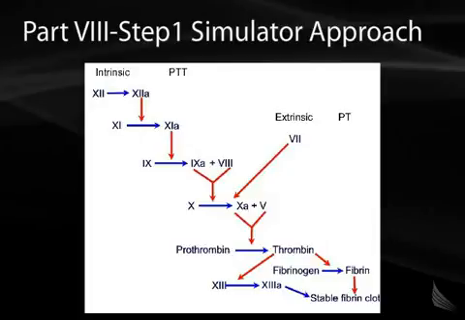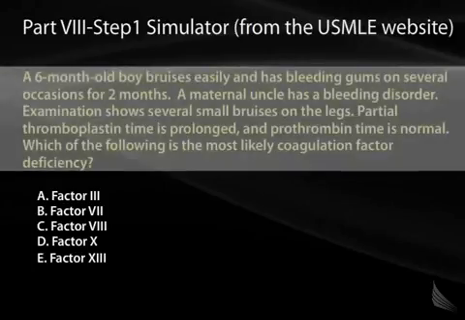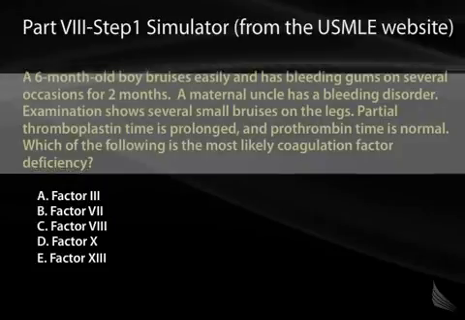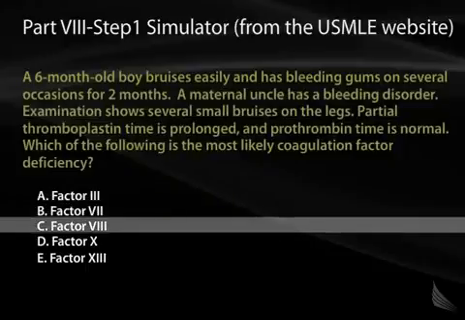So back to the question. With the partial thromboplastin time, the PTT being prolonged, and the PT being normal, then you would think factor 8, right? And you would call this hemophilia A.